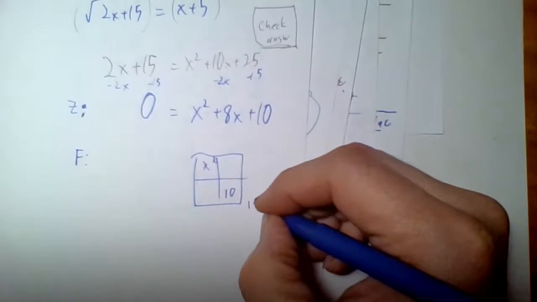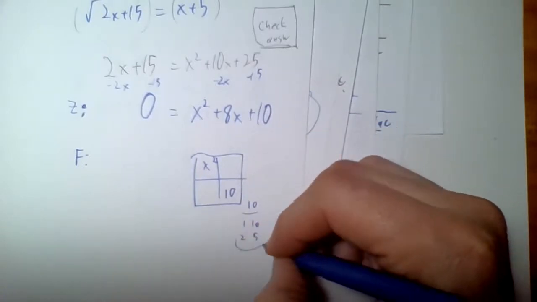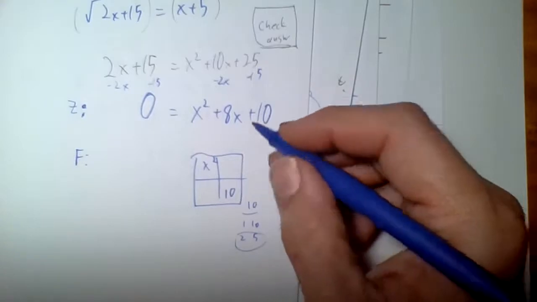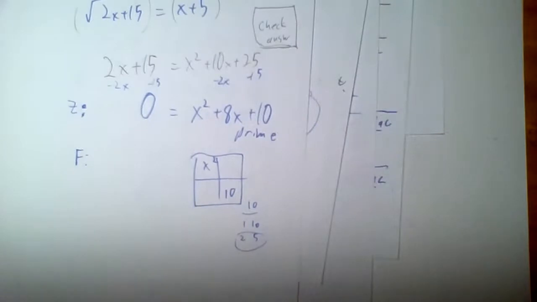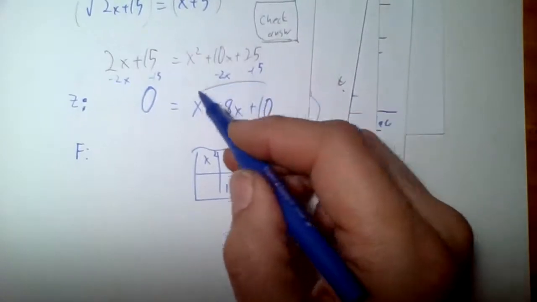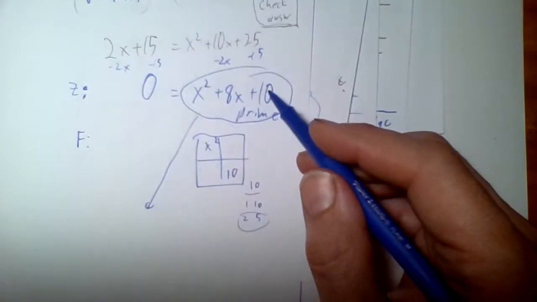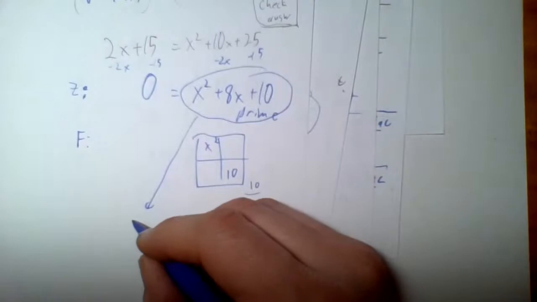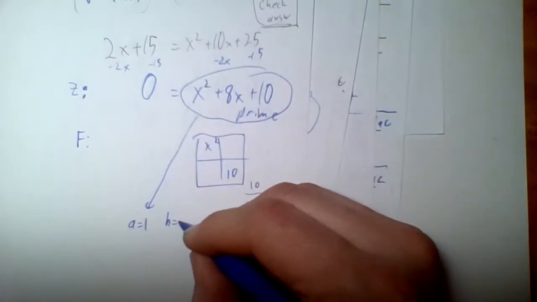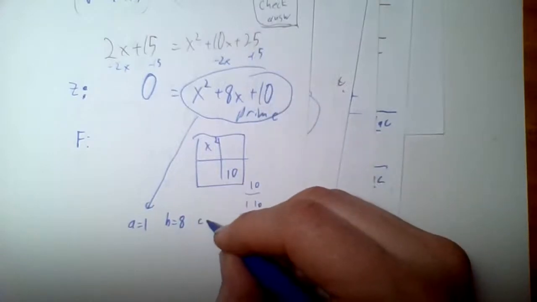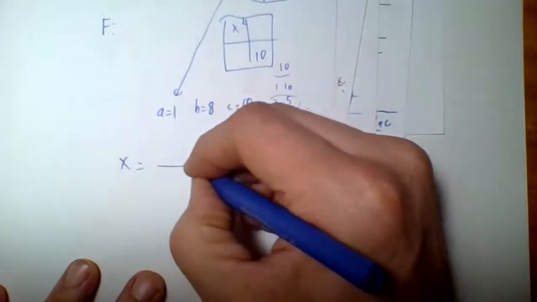I don't have numbers that multiply to 10 and add up to 8. I got 1 times 10 or 2 times 5. That's close. Close doesn't count here. It's prime. Nothing adds up to 8. So I do have to use the quadratic formula. I still like this form. I'm just using this form in a different way to isolate this out and say A, B, and C right here. Do your ABCs. A is 1, that's 1x squared. B is 8. And C is 10. My x values I'm going to find from my quadratic formula.